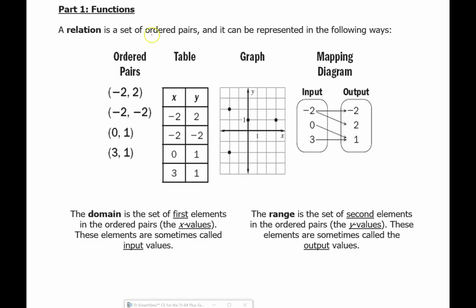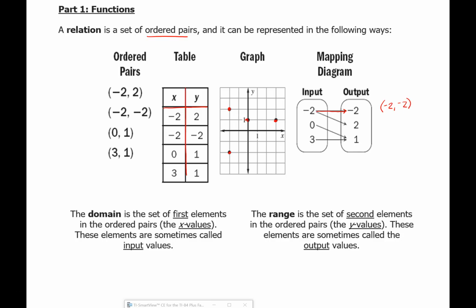A relation is just a set of ordered pairs. You might see the ordered pairs represented as ordered pairs. They might be drawn in a table like the second picture. You could have the ordered pairs plotted on a coordinate plane, or you could have a map where you have all of the input values in one shape, all of the output values in another, and the arrows mapping in between tell you which input values go with which output values. So this first one, for example, -2 maps to -2. That means the ordered pair (-2, -2) is in this relation.